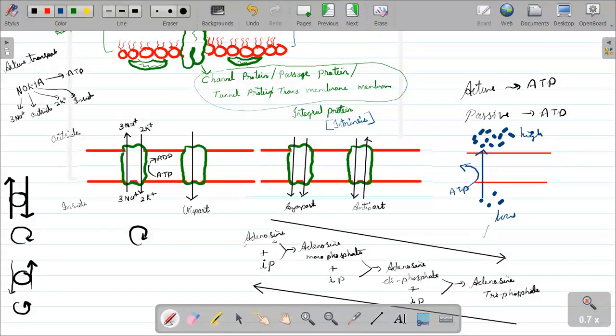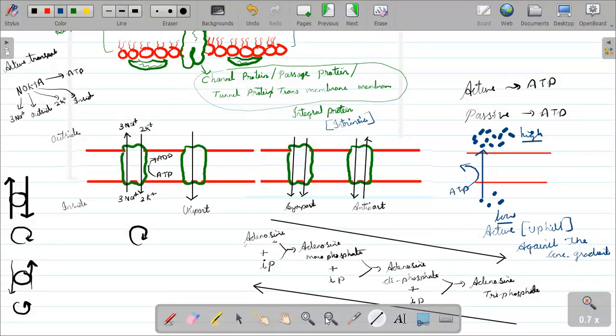This process is called active transport, which is always an uphill movement. They go against the concentration gradient. These molecules are able to go against the concentration gradient, from lower concentration to higher concentration, right?